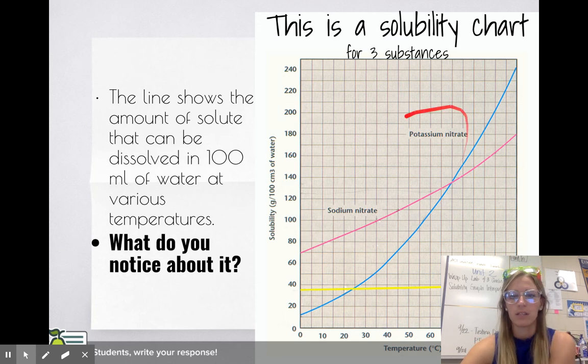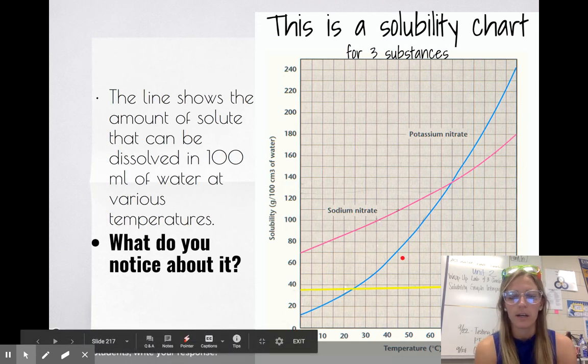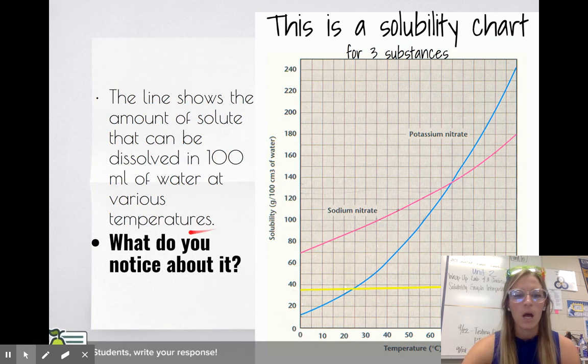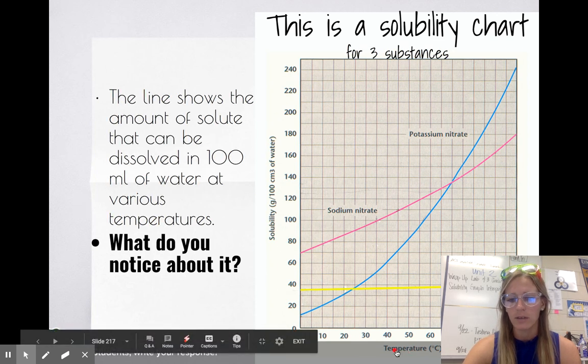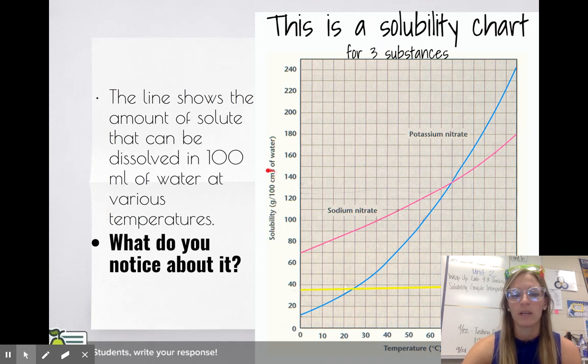So then we are going to introduce this solubility chart over here. These are the main three solutes that we'll be working with. We'll investigate a couple of these in our next lab, and we'll look at their solubility in solution. Just one thing to note, what do you notice about it? First of all, note the axis labels. We've got temperature in degrees Celsius on the bottom, and on our y-axis we have solubility, and it's always got to be converted to this 100 centimeters cubed of water.